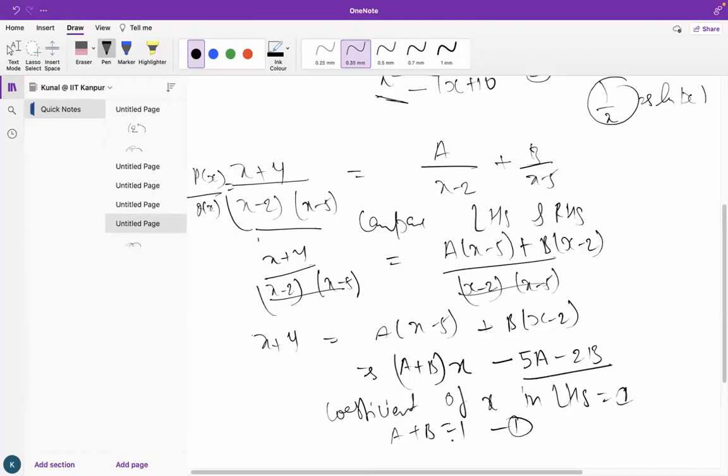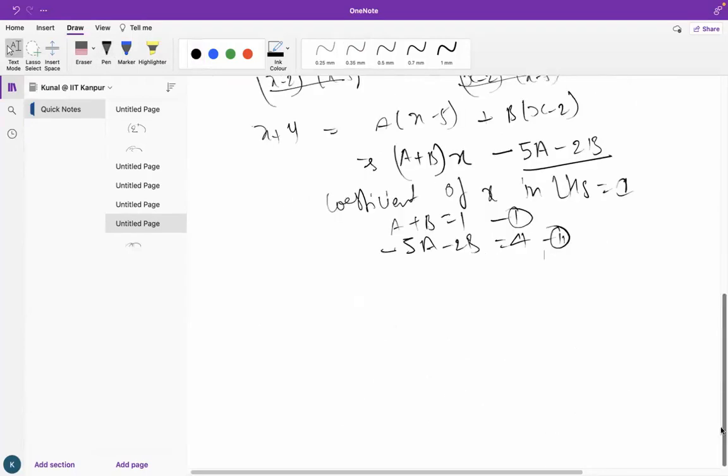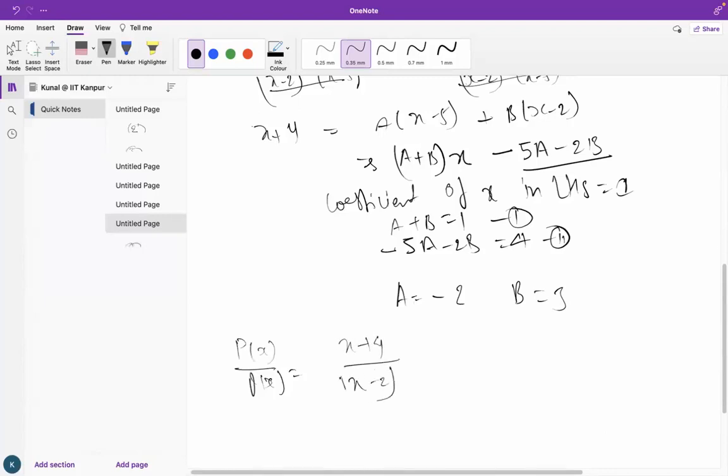And this is our constant term, so the constant term gives minus 5a minus 2b is equal to 4. When we solve both equations 1 and 2 using the normal linear equation method, we get a equal to minus 2 and b equal to 3. So the given fraction px by qx, x plus 4 divided by x minus 2 into x minus 5, we can also write as minus 2 by x minus 2 plus 3 by x minus 5.